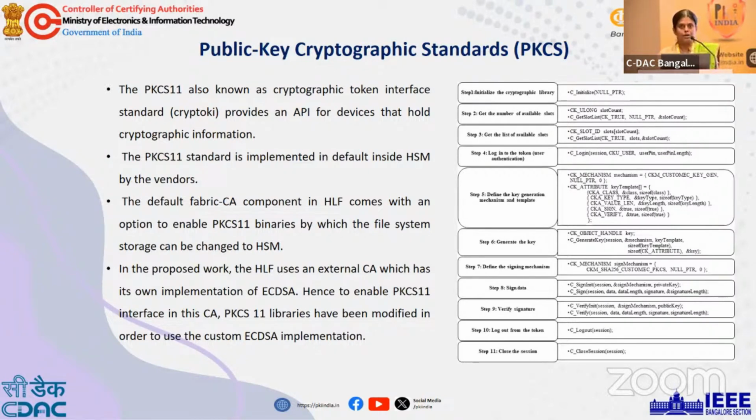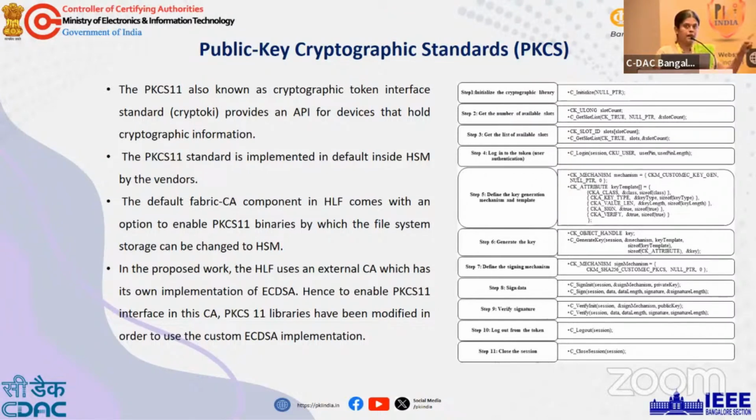The default Fabric CA component inside Hyperledger Fabric also comes with an option to enable the PKCS 11 binaries, by which the file system storage can be changed to the HSM or the SSM, the secure software module. In the proposed work, the HLF uses an external pluggable CA, which is also PKI based, with its custom implementation of ECDSA. Hence, to integrate our CA within the HSM or a secure software module, it is necessary to enable a PKCS 11 interface in this particular CA. So the PKCS 11 libraries will be modified. They have been modified in order to use the custom CA implementation.